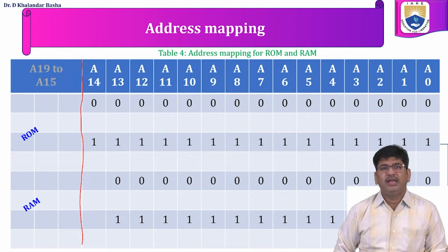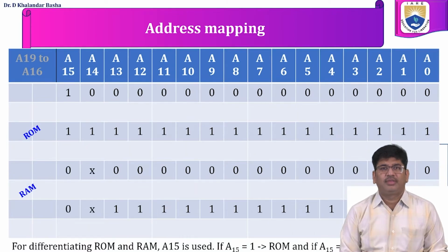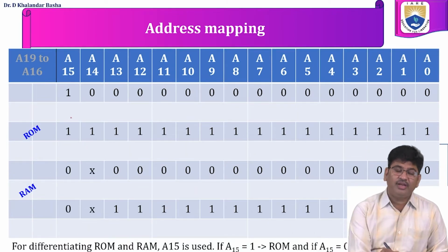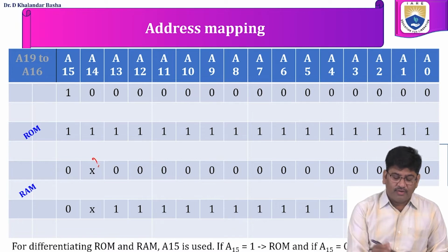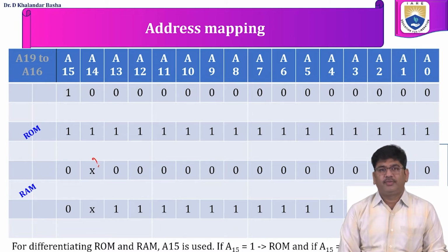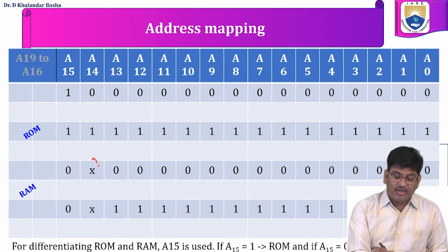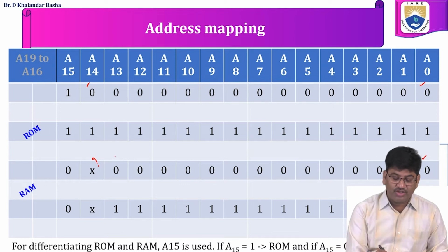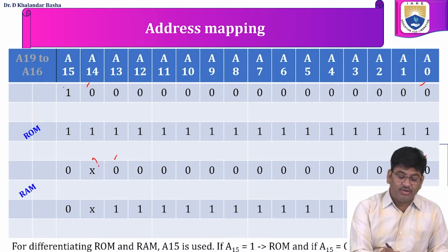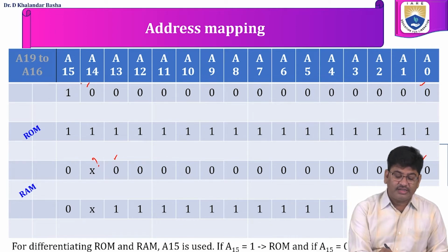So for that we will take the next bit, which is A15. By assigning 1, we will access the ROM. By assigning this bit as 0, it indicates accessing RAM. What about A14 with respect to the RAM block? For ROM we require A0 to A14, and for RAM we require A0 to A13. A15 we are using for differentiating whether it is a ROM or a RAM block.